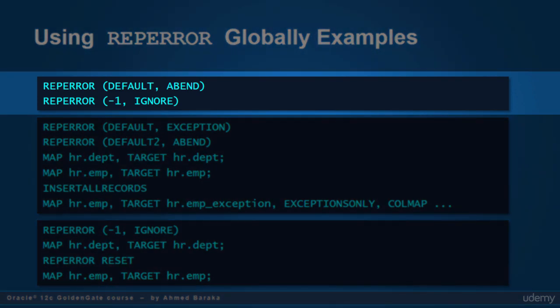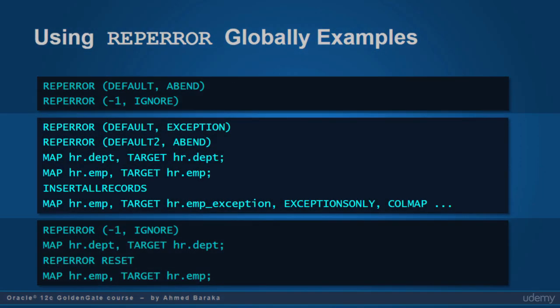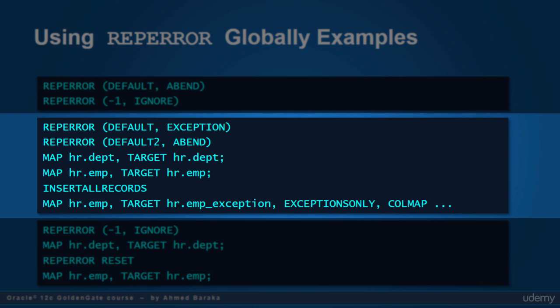The first example in the slide stops the replicate process for all errors except the duplicate record errors. It ignores them. The second example works as follows. The first line in the example is telling the replicate to look at every map statement and look for the map exception or exceptions only options in that map statement. If those options are defined in a map statement, then those rules will apply. If those options are not defined in a map statement, then the second rep error parameter will take effect, which is instructing the replicate to terminate.